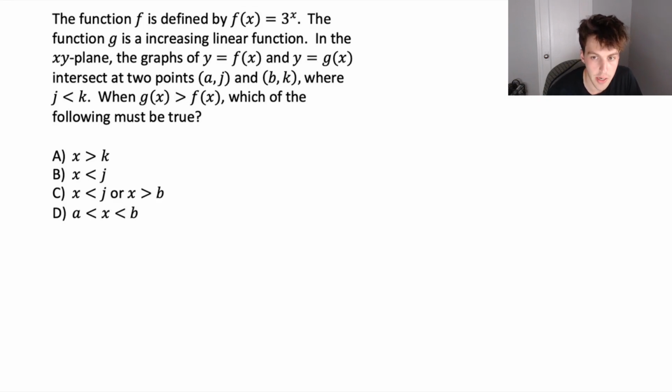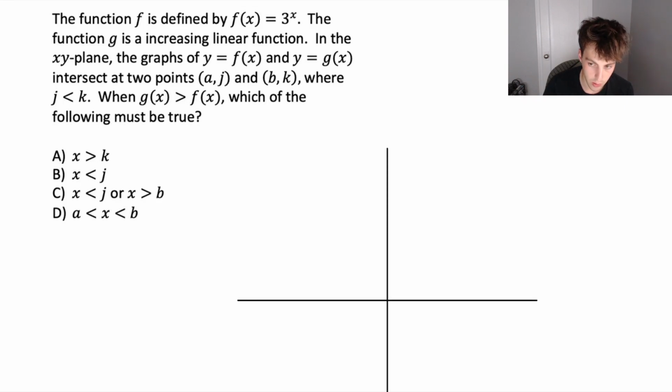It says that the function f is defined by f of x equals 3 to the power of x, and the function g is an increasing linear function. In the xy plane, the graphs of y equals f of x and y equals g of x intersect at 2 points, (a, j) and (b, k), where j is less than k. When g of x is greater than f of x, which of the following must be true? So we got a lot of information there, and we can start by trying to visualize this on a graph.